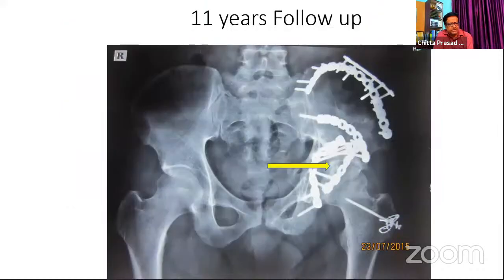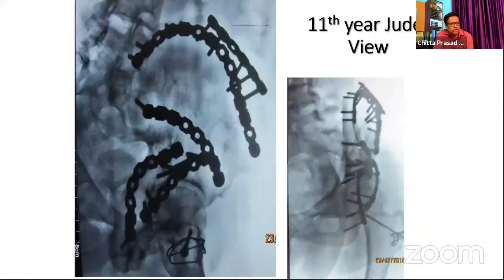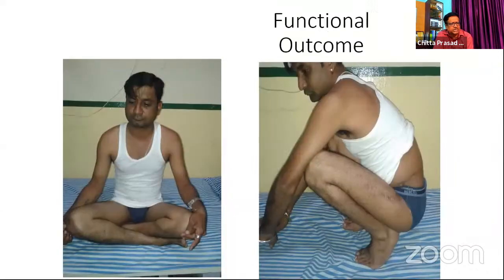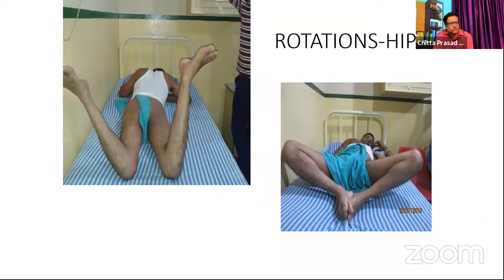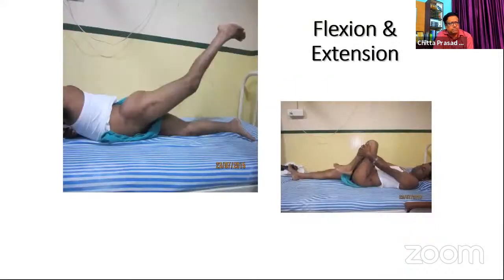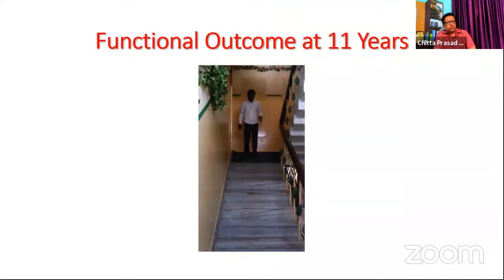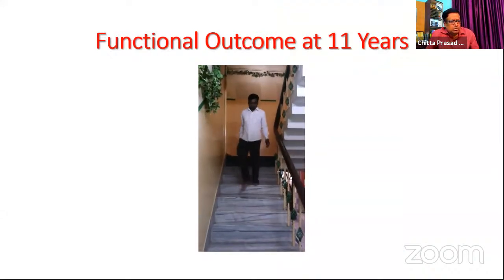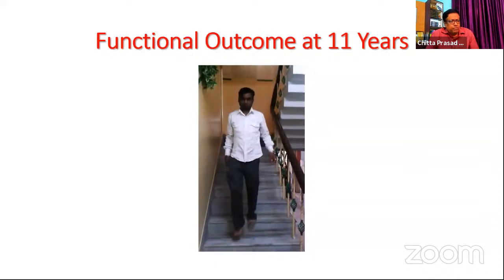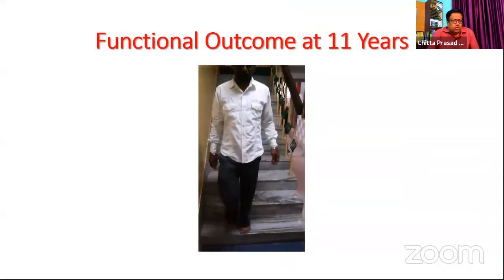This is at the end of 11 years. He has got a beautiful dome, completely congruous hip joint. And you can see the functional status of the gentleman. He has got excellent rotation, no extensor or abductor weakness, good hip range of movement. You can see he walks down the stairs without much limp, no pain, and he again goes up the stairs.